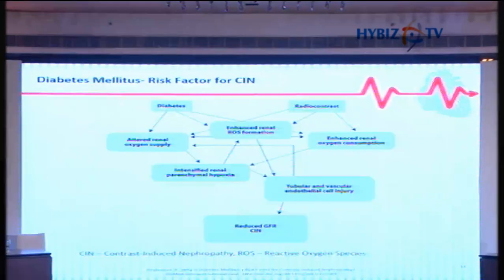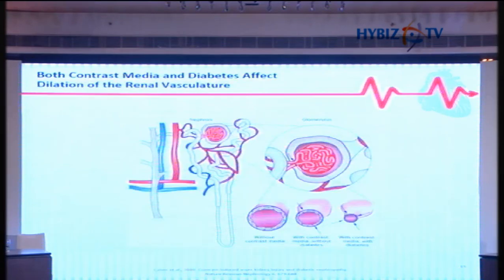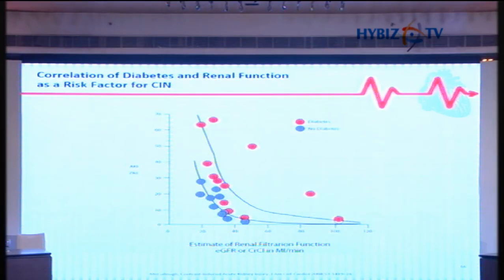So impaired renal function, altered renal oxygen supply, and intensified renal parenchymal hypoxemia cause enhanced renal reactive oxygen species formation, tubular and vascular endothelial cell injuries, and reduced GFR, which leads to CIN. There is a diagram showing both contrast media and diabetes affect the dilatation of the renal vasculature. Without contrast media, dilated vessels are there. You can see from right to left, with contrast media and with diabetes, renal vasculature is constricted. You can see here the correlation of diabetes and renal function as a risk factor for CIN.